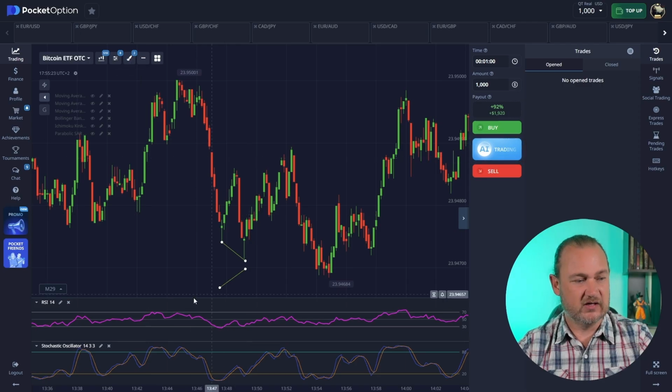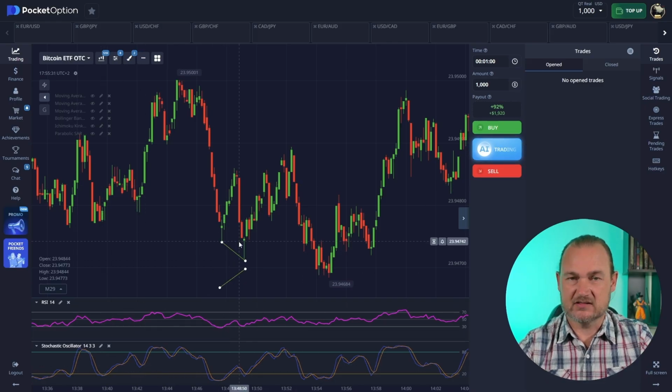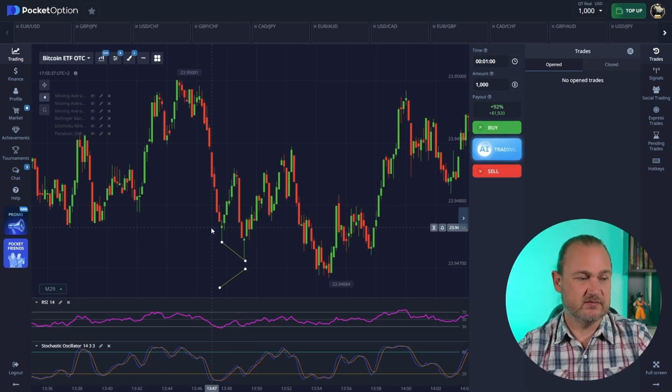If you overlay them, the stochastic and price will usually have lines in the same direction, but in this case it wasn't, and that's normal divergence. And for normal bearish divergence, it will be the opposite. We will see price make a new high, but my oscillators will make a new low.